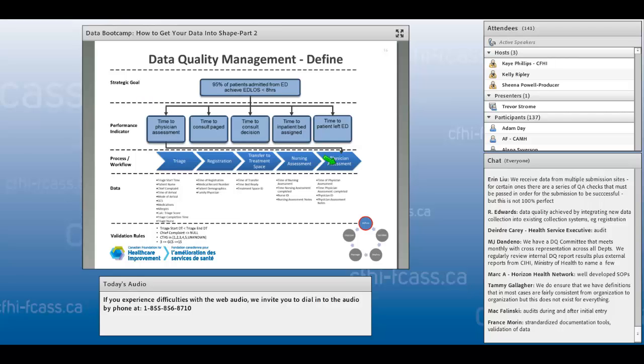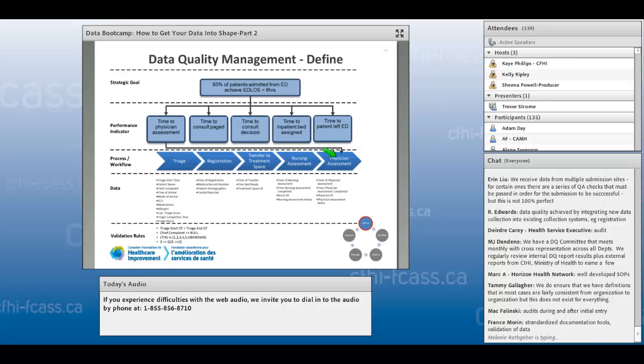Then our performance indicators need to map to various aspects of our process. So if some of the indicators are related to our strategic goal of ED length of stay of less than 8 hours, then our time to physician assessment, for example, that performance indicator would be aligned with this aspect of our process and workflow.